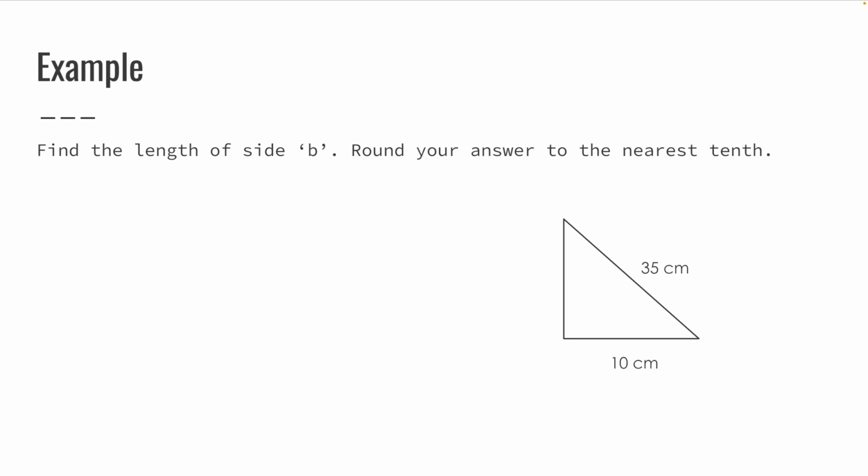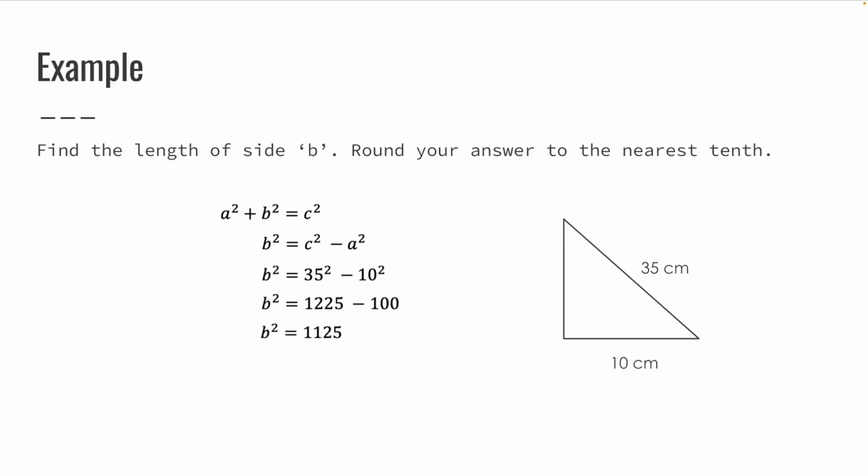Okay, now let's find side B. We're going to round our answer to the nearest tenth. So I'm rearranging. I get c squared minus a squared. So I get 35 squared minus 10 squared. I square root that, and I get 33.5 centimeters.